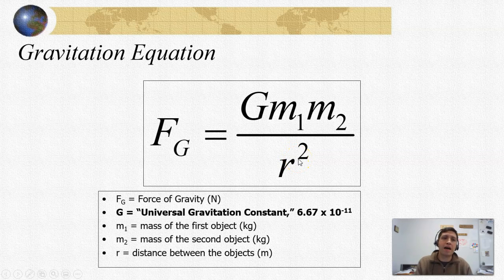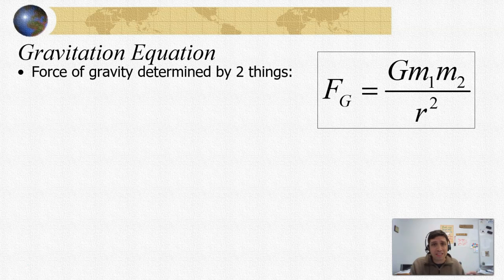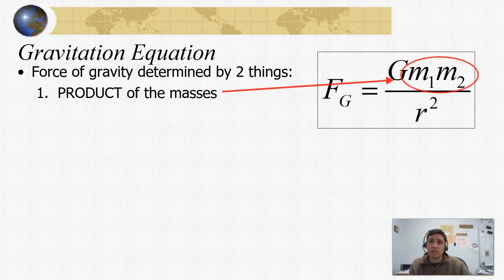We're not going to do that math, but there's a few things that you need to know that this equation tells us. The first thing it tells us is that the force of gravity is determined by two things. Number one, the product of the masses. Product means multiply. They both come into play in this. It's not one or the other. We multiply both of their masses. That's one thing that determines the force of gravity.